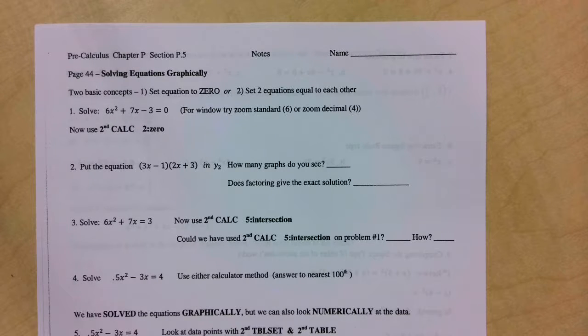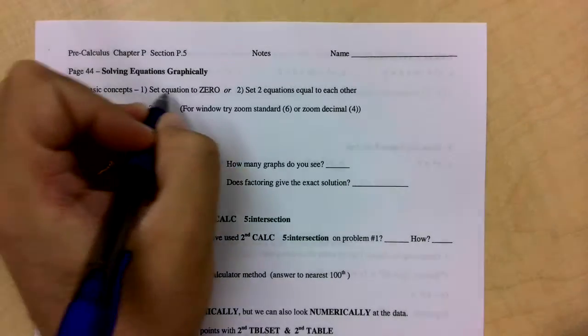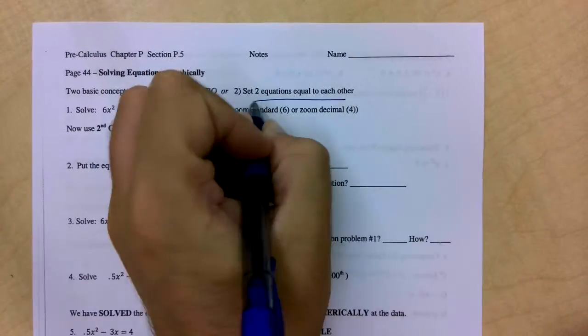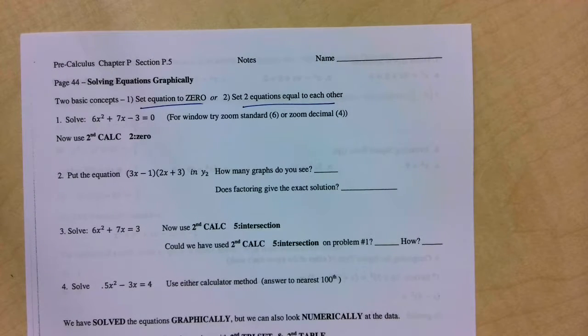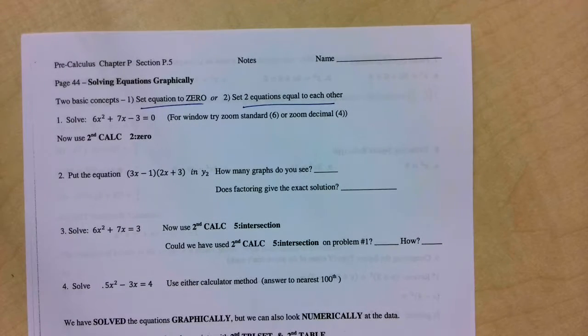All right, in P5, we are going to be using our graphing calculator to make our lives easier a little bit, as well as just some solving techniques for quadratics. So this first video will be focused on the ways we can use our graphing calculator. Two big concepts that we're going to deal with is either setting the equation equal to 0, or we'll set equations equal to each other. Those will be the two things we'll focus on in the video.